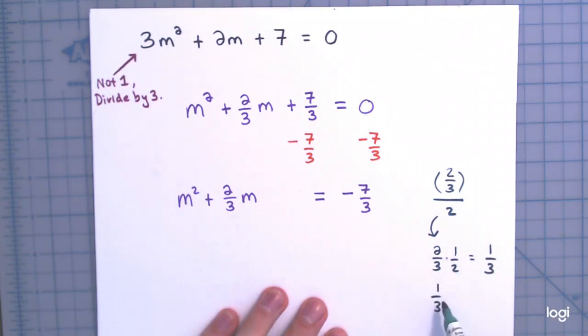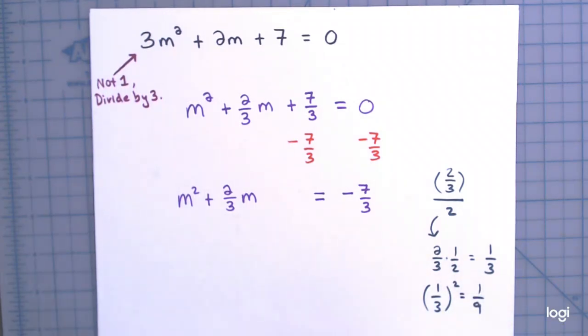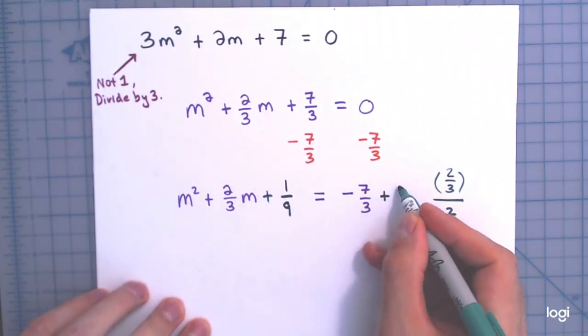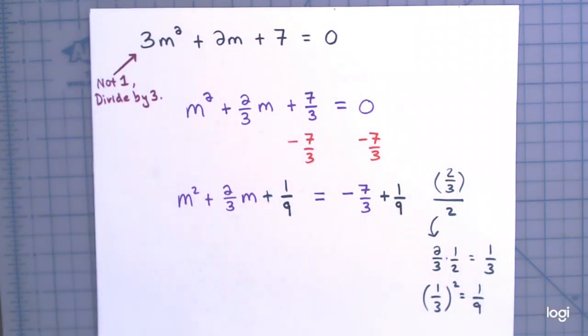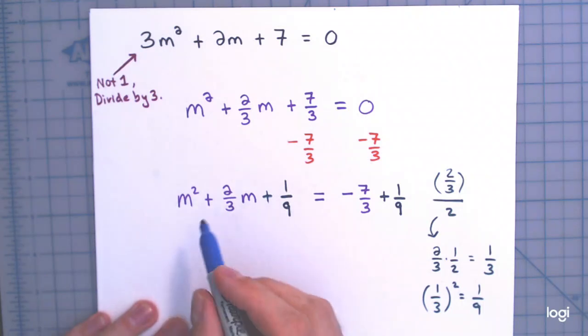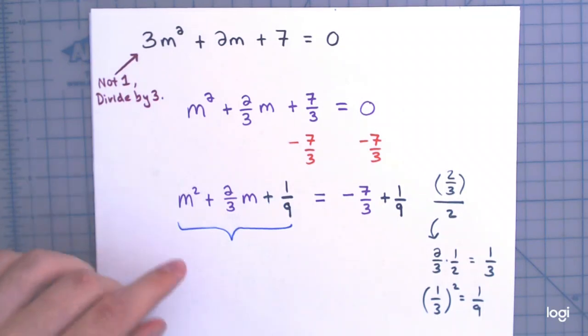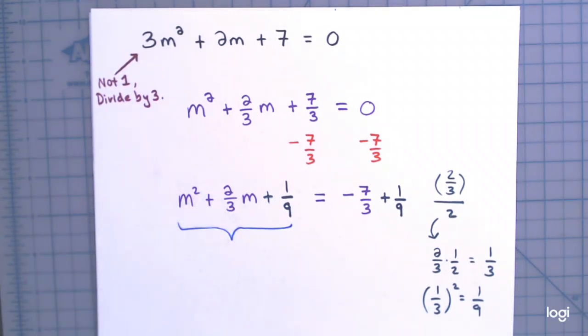And then you take that number, right? So you take the 2/3, cut it in half, you get 1/3, and then square it. 1/3 squared would be 1/9, right? 1 times 1 over 3 times 3. So to both sides, I'm adding 1/9. And don't forget it's an equation, right? You've got to do it to both sides, keep it balanced. And then the addition of this 1/9 creates a perfect square trinomial. This m squared plus 2/3 m plus 1/9 is a perfect square trinomial.